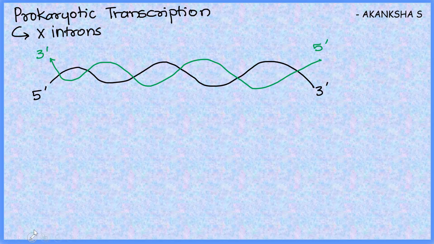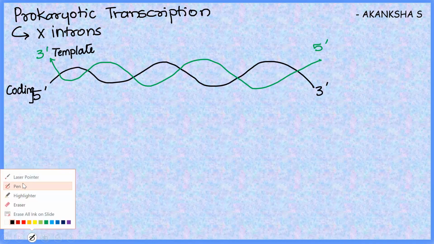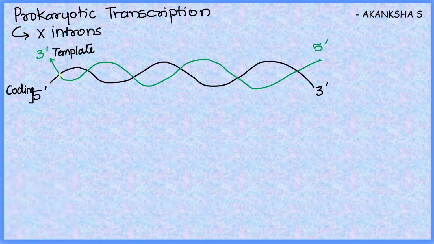So for this, I feel whenever you're writing it down, write down this. First, green one is your template and the black one is the coding. So that might make things easier for you. Okay. So here we would be having a promoter. And somewhere down, we might be having a terminator.